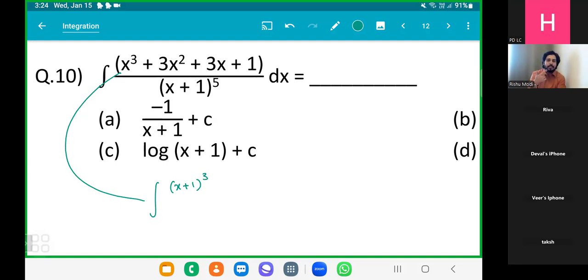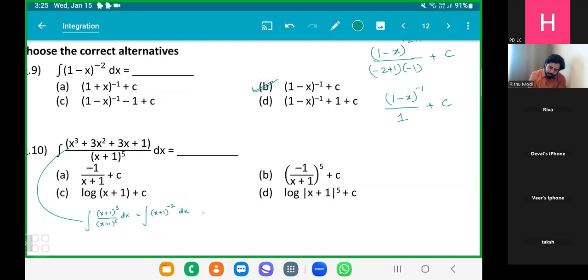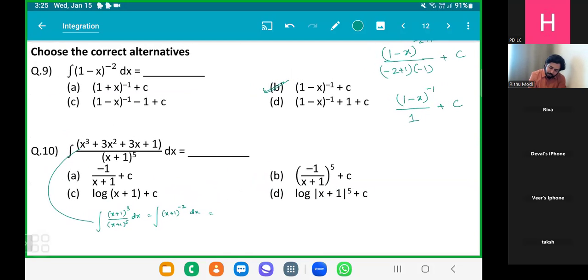x cube plus 3x square plus 3x plus 1 cube, which is (x plus 1) cube. Divide by x plus 1 raised to 5. So simply, the sum becomes 3 minus 5, which will give you minus 2. And this is the same as the sum which we have done in question number 9. It will be (x plus 1) raised to minus 1 upon minus 1 plus c, which is minus 1 upon x plus 1 plus c.